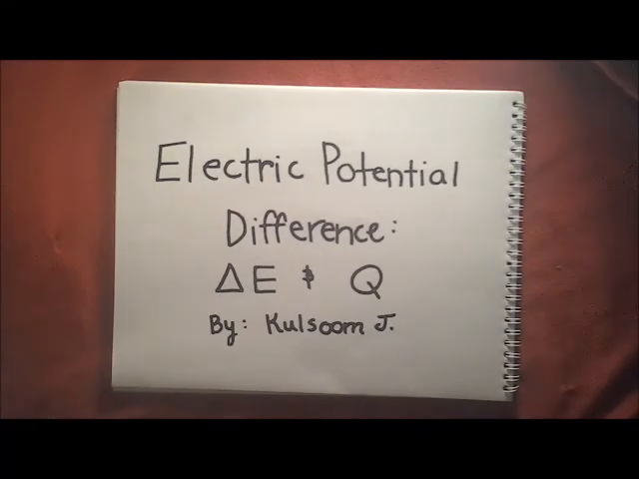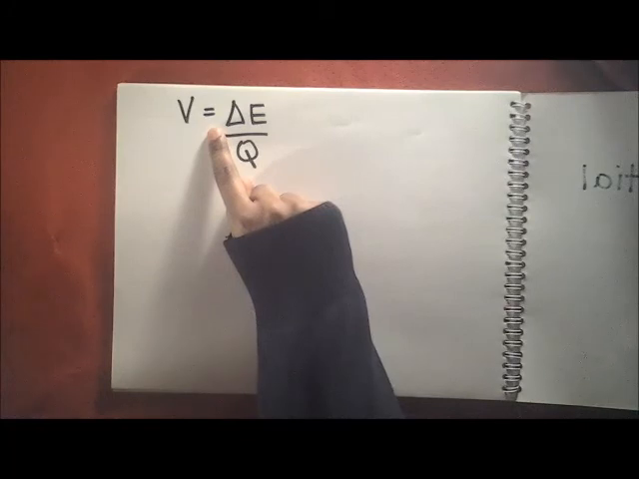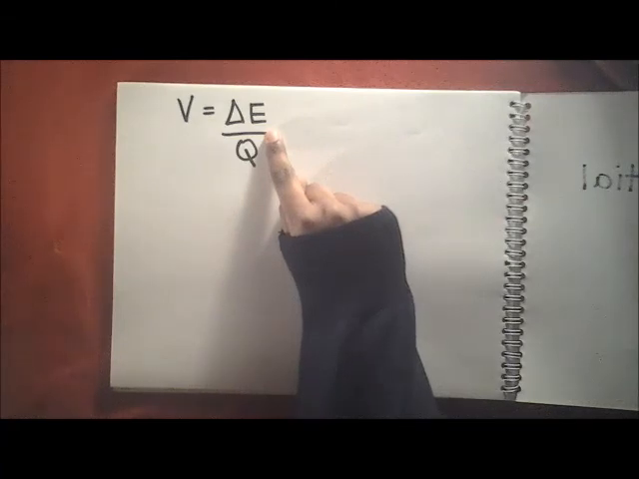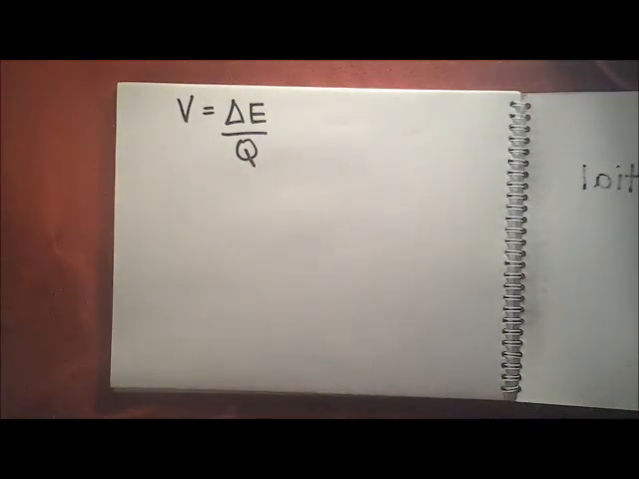Electric potential difference, also referred to as voltage, is the change in electric potential energy associated with charges at two different points in a circuit. Here is the equation, where V equals the electric potential difference measured in volts or joules per coulombs, delta E equals the change in electric potential energy measured in joules, and Q equals the amount of charge measured in coulombs.